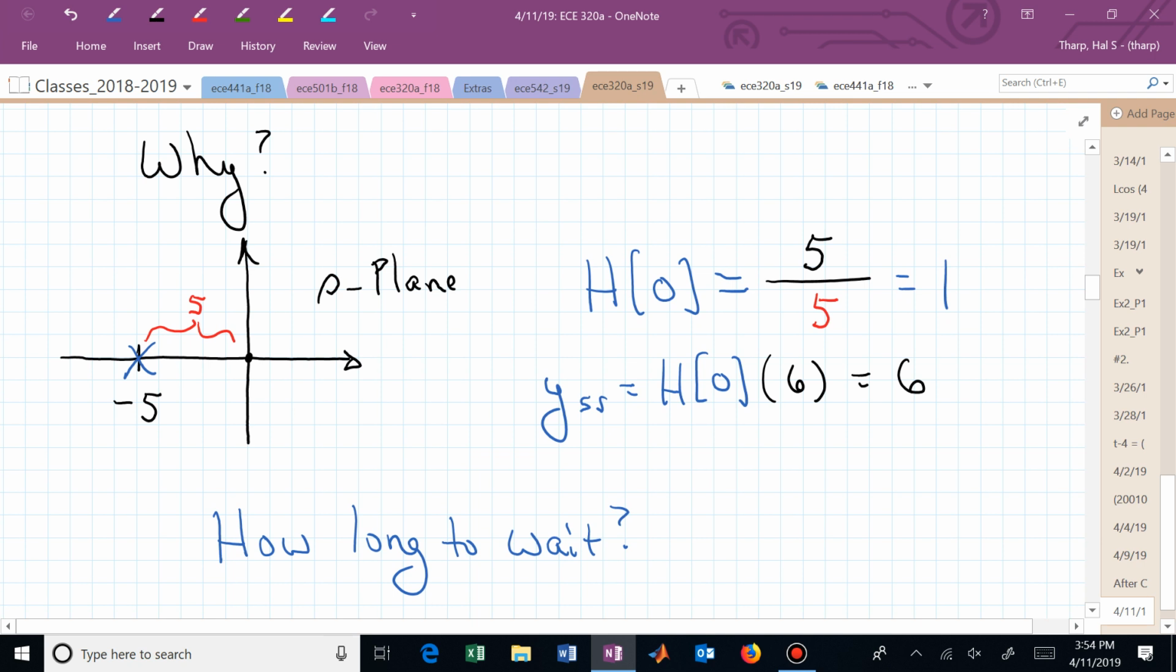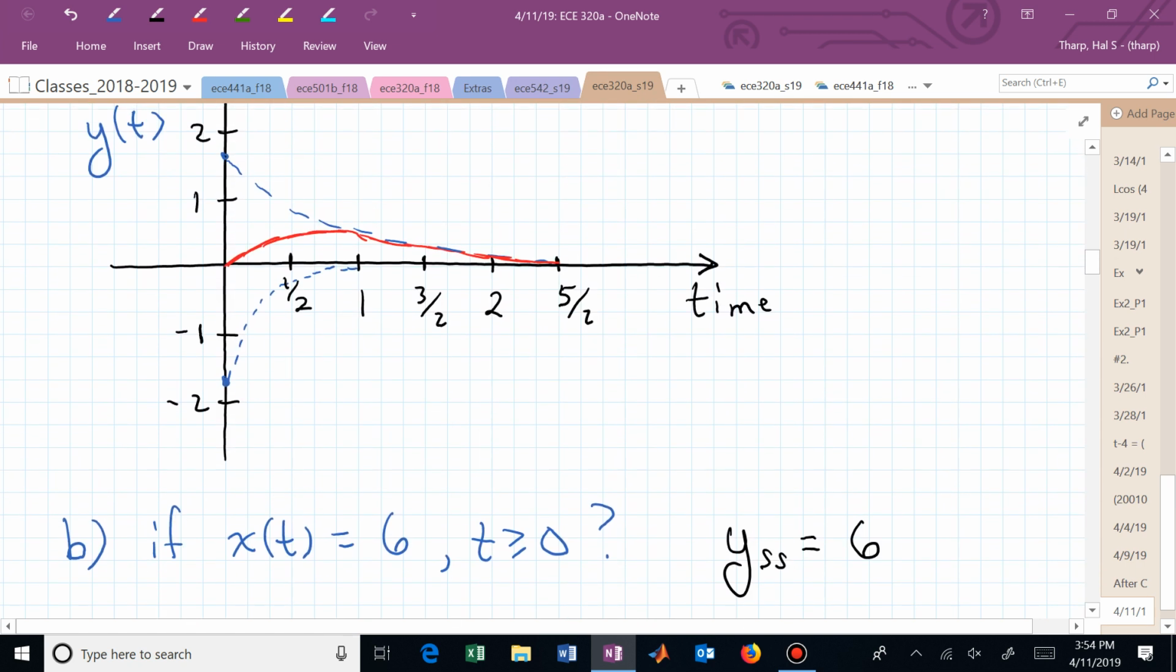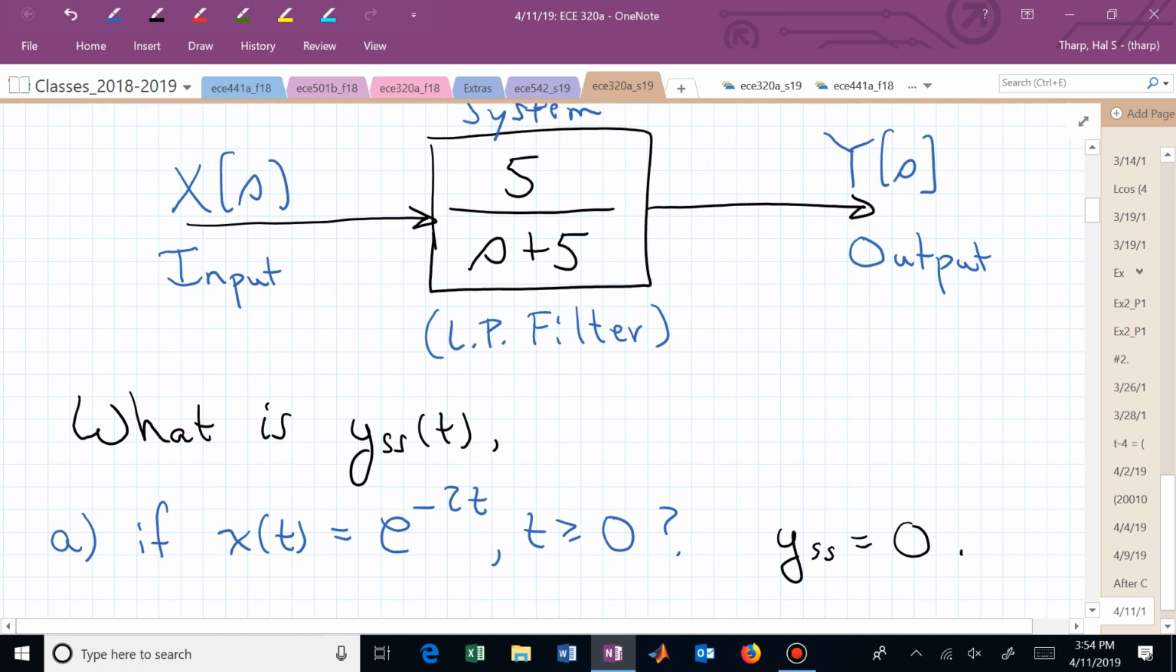How long to wait until we can basically say we're there, we're at 6? Oh, well, final value theorem says t goes to infinity. We have to wait forever, Dr. Tharp. Really? In reality? How quick do we get to 6? 5 tau. What's tau? x of t didn't have any tau in it, did it? I'm trying to confuse you.